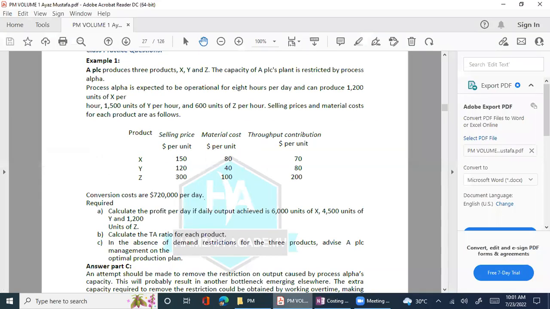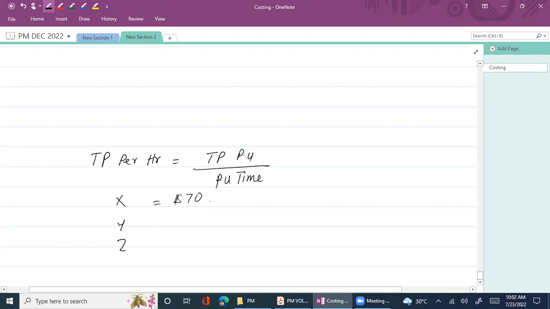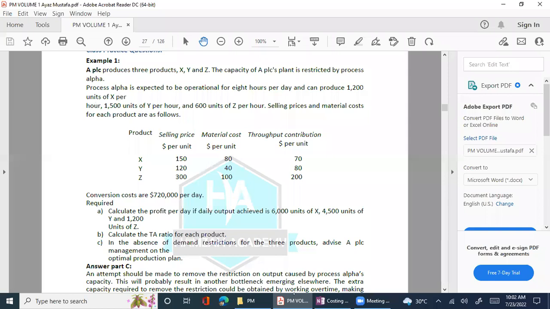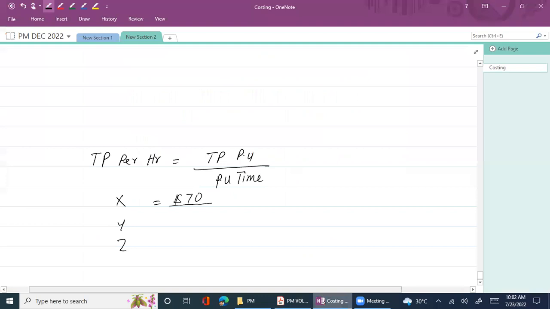So this is throughput per unit. This will be divided by per unit time. The per unit time is not directly given, but it is written in the question that 1,200 units of X can be produced per hour. So we can say that in 1 hour we can produce 1,200 units. So this will be 1 divided by 1,200, and we will get the per unit time for X. So what do we get as the answer for throughput per hour? Please check whether this is 84,000.